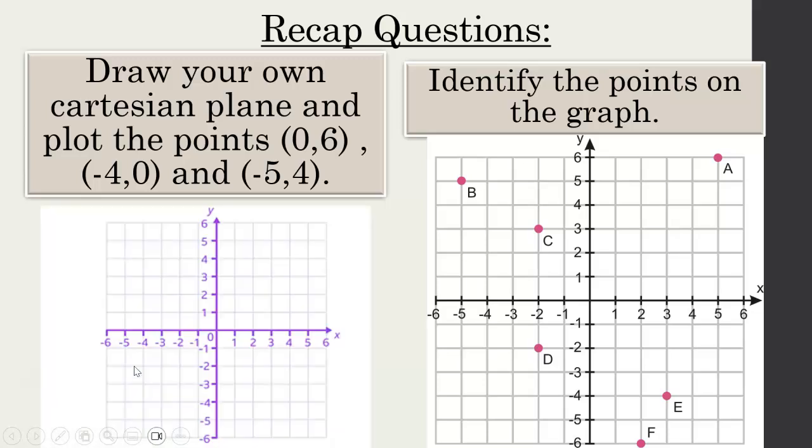Okay, so here's: draw your own Cartesian plane and plot the points (0, 6), (-4, 0), and (-5, 4). So you start off by drawing maybe your x-axis, then you draw your y-axis, which would make this kind of cross. Then you'd start at 0, go over a little bit to 1, 2, 3, 4, 5, 6, and then go to the left, minus 1, minus 2, minus 3, minus 4, minus 5, minus 6. Then you might go up from 0, so this would be 1, 2, 3, 4, 5, 6, and then down, minus 1, minus 2, minus 3, all the way down to minus 6.